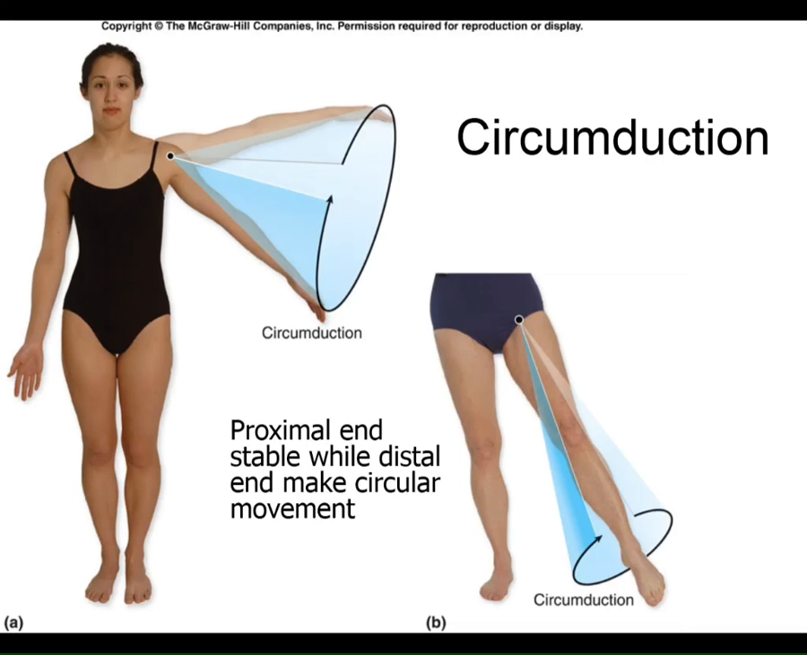Circumduction, just keep the proximal end of a finger or an arm stable and swing the distal end around. Keep in mind, all of your circumduction would be done with appendicular bones, wouldn't they? Your long bones. And that's always going to have distal and proximal associated with those long bones.